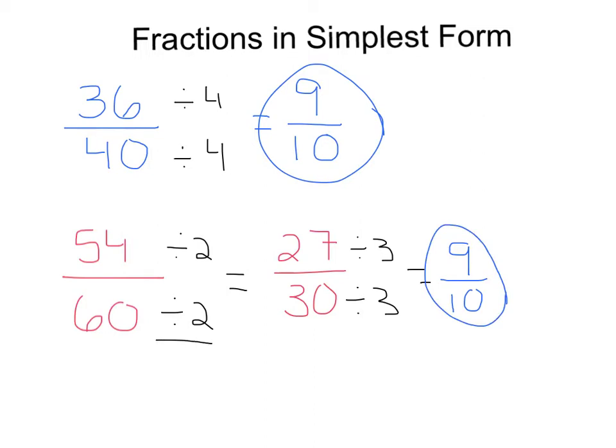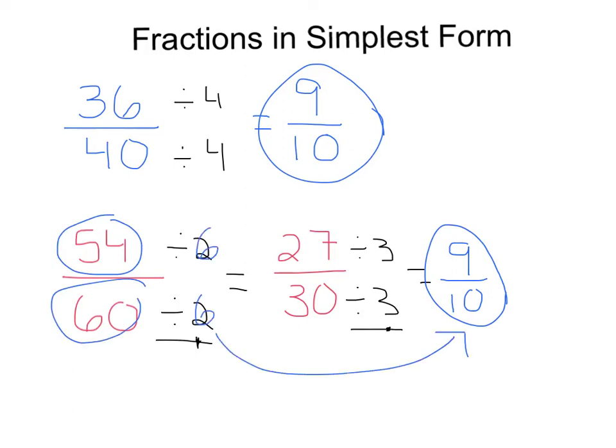See how we divided by 2 and then divided by 3? If you think about 2 and 3, 2 times 3 is 6. We could have gone back to the beginning and just divided by 6, and it would have gotten you straight to the 9/10.